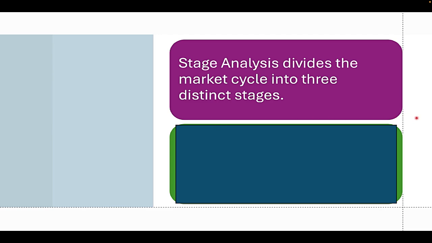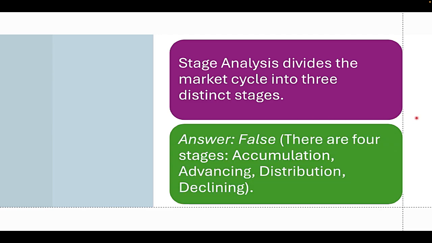So is it three? False. There are four stages: accumulation, advancing, distribution, then declining.